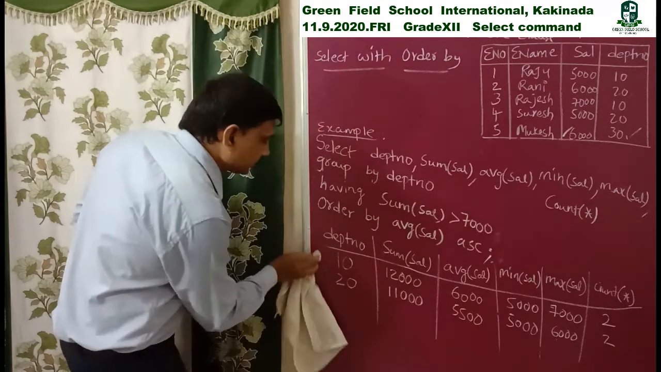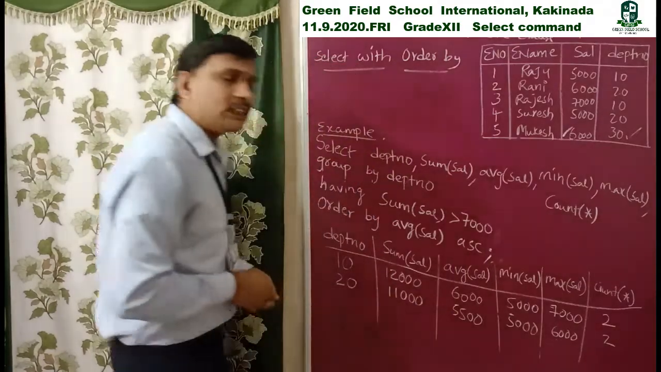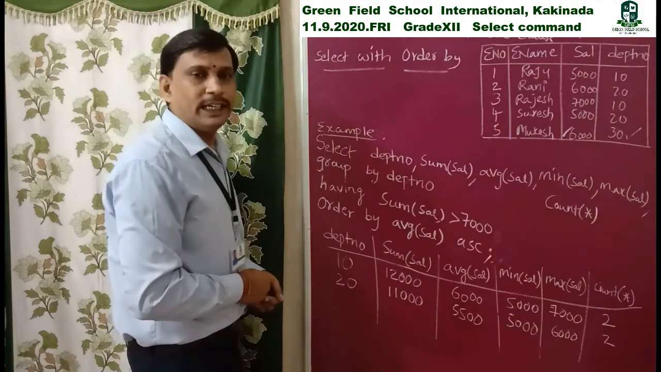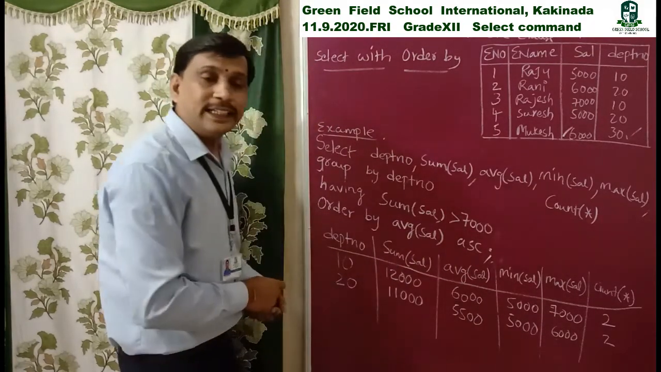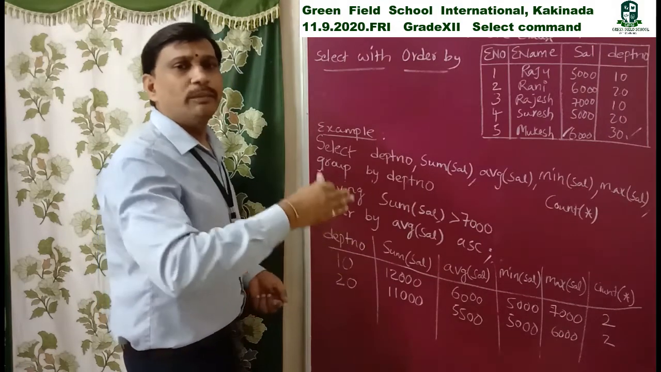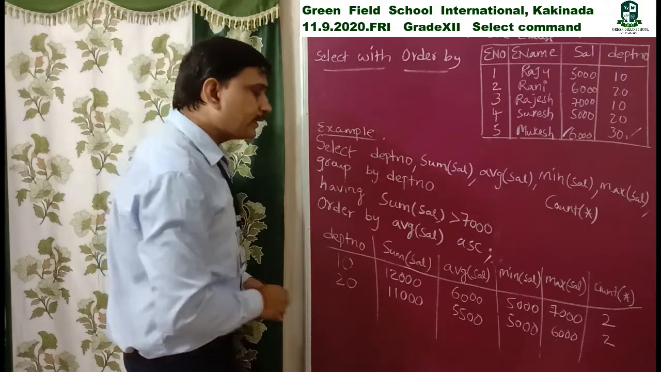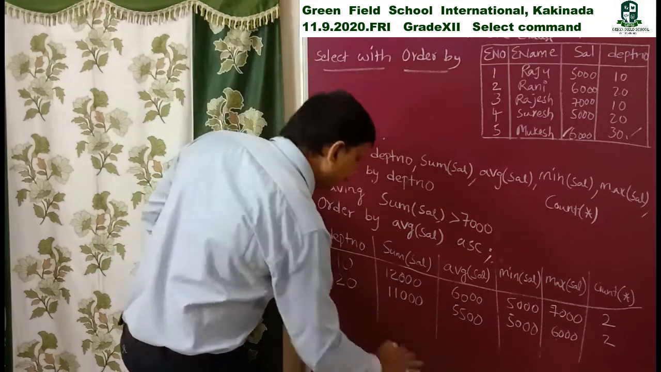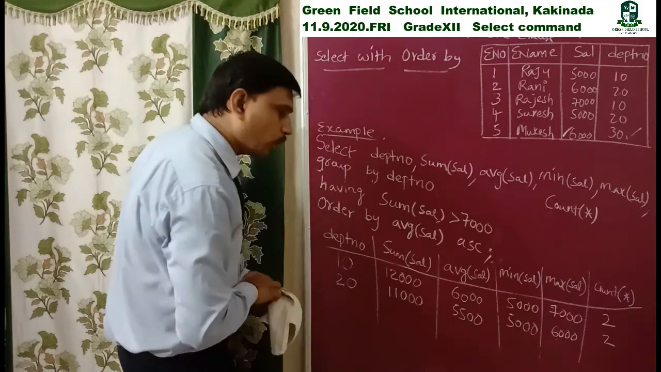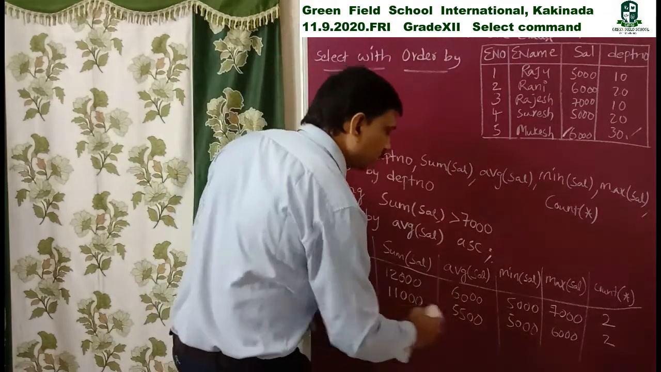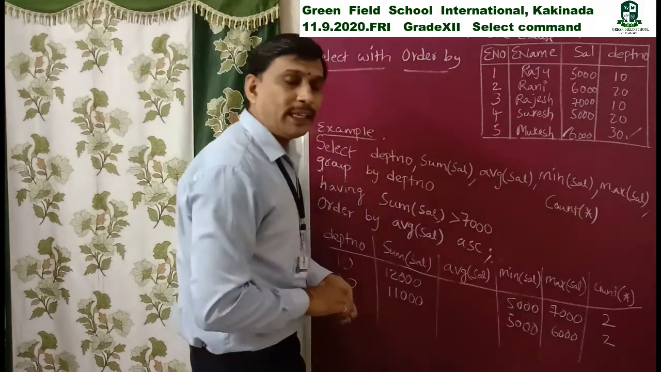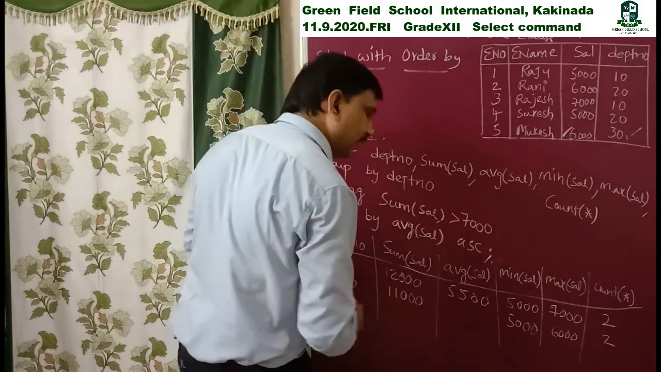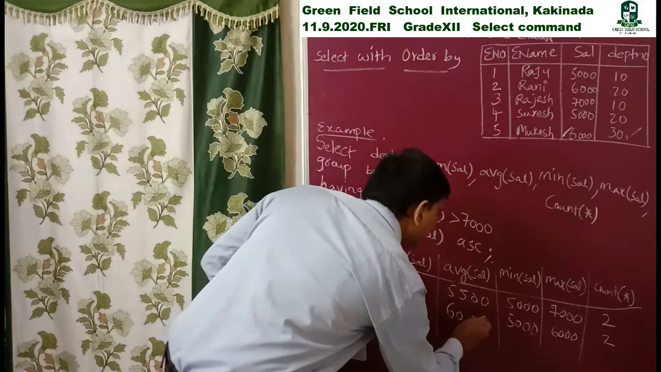First it displays 6,000, after that it displays 5,500. This row has 6,000, this row has 5,500. Ascending order means smallest to biggest. So first it should display this row, after that this row. So I change this output: first it displays 5,500 and next it displays 6,000. I change it according to the average salary in ascending order, 5,500, 6,000.